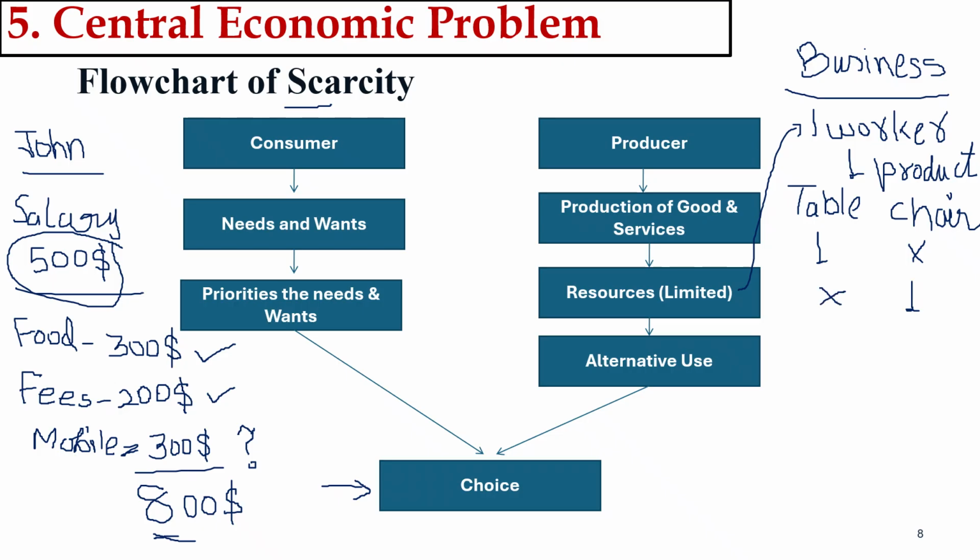Alternative use means worker can make table or chair. He can make any one. He cannot make both. So now what is happening? What is the problem? Economic problem of the business? They have only one worker. Resource is limited. So now what they will do? They have to make a choice. If table is giving more profit, they will decide they will make a table. They will not make chair. They have to make a choice. They have to decide which one is more important.